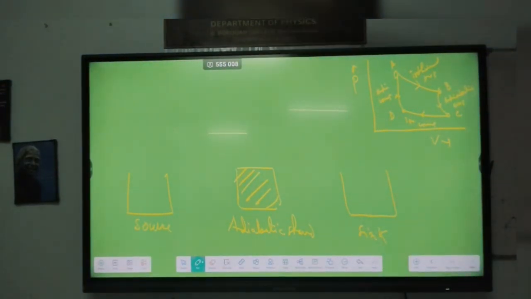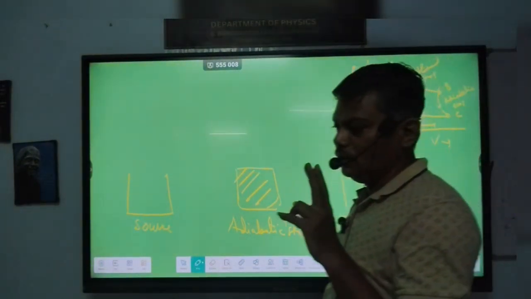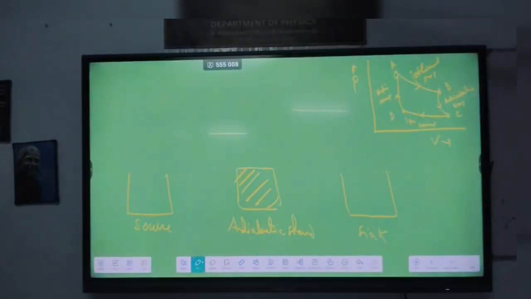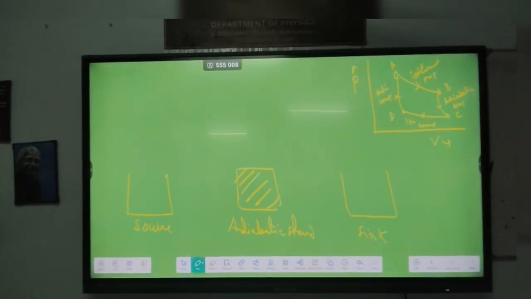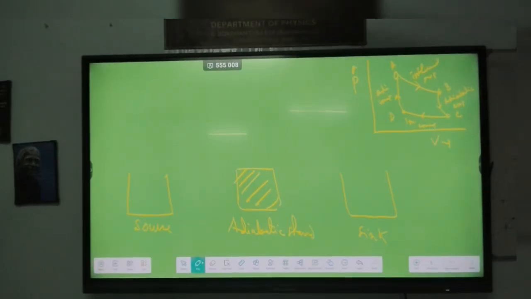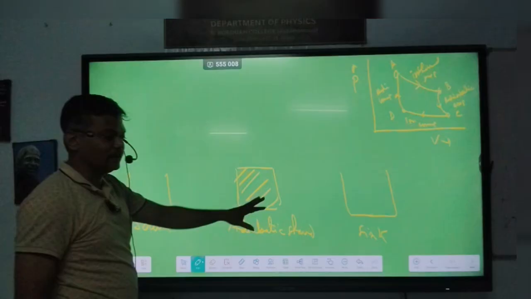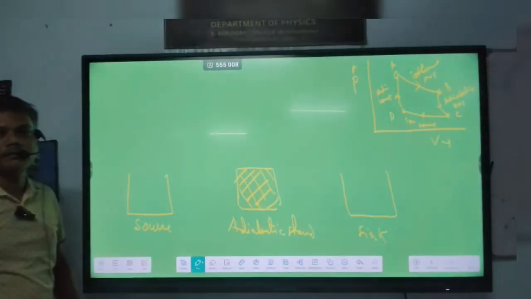I know this cycle. That means I have to complete this cycle. Every cycle has to be completed. This cycle consists of two kinds of processes, one isothermal, another adiabatic. First isothermal expansion, then adiabatic expansion, then again isothermal compression and adiabatic compression. So I should have two processes, isothermal and adiabatic, and that is why I need an adiabatic stand here, to visualize the adiabatic process.